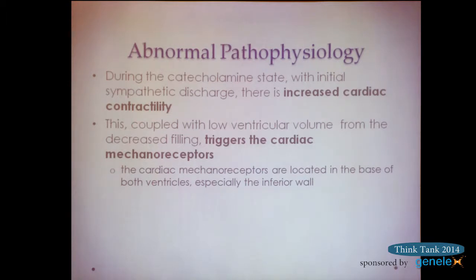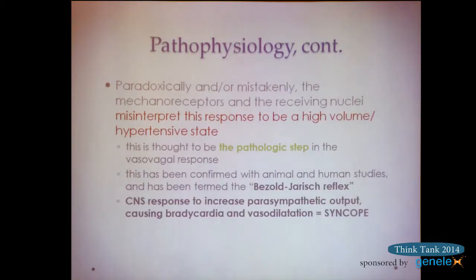This, coupled with low ventricular volume from the fluid shifts down from the thorax to the lower extremities, triggers cardiac mechanoreceptors. These are located in the base of both ventricles, especially in the inferior wall. The mechanoreceptors, paradoxically and mistakenly, misinterpret this response to be a high volume hypertensive state because they're actually feeling increased pressure within the myocardium, and this sets off a cascade of neurologic reflexes.